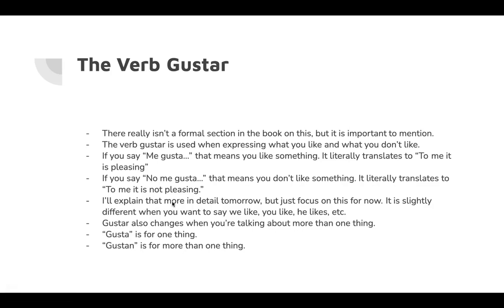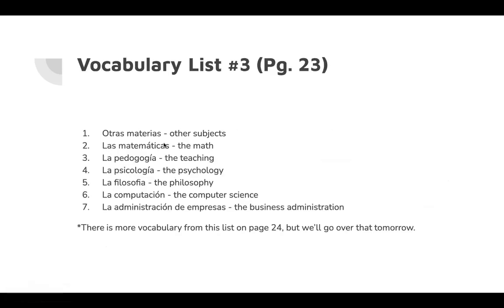I'll explain this in more detail tomorrow, but I just wanted to introduce you to this. It's slightly different when you want to say we like, you like, he likes, but I'm going to do all that tomorrow, especially since you're the only one here right now. Gustar also changes when you're talking about more than one thing. Gusta is for one thing, gustan is for more than one thing. So if you want to say I like math, you would say me gustan las matemáticas. I'll go over the reason for that tomorrow.